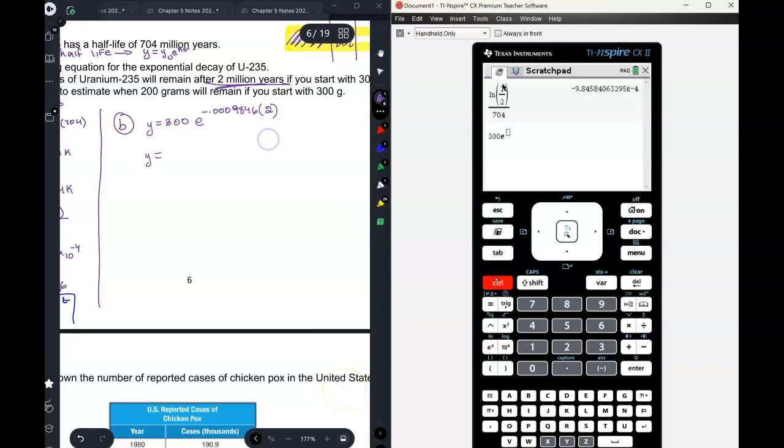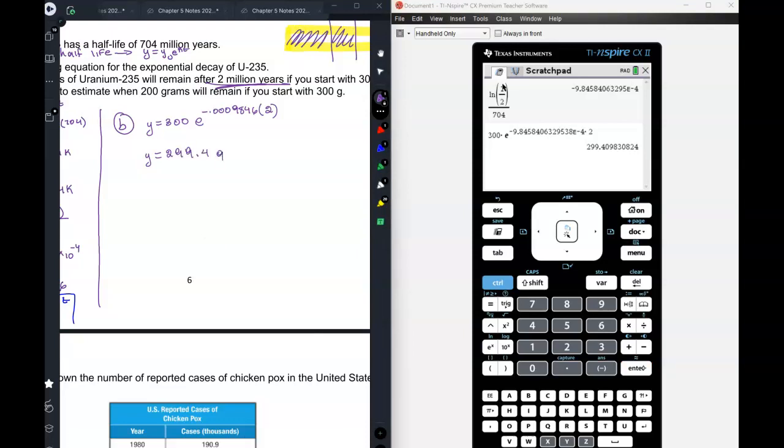So you're going to do control answer times 2. You're not going to round it in your calculations because it will give you a different answer. You're going to use the whole thing. Equals 299.4 grams. You're plugging that into your calculator. Instead of rounding, you're just going to do control answer. Put control answer here. Okay. Next.